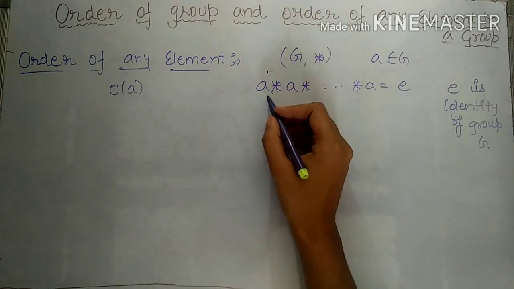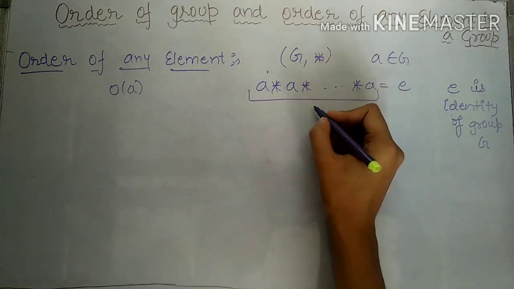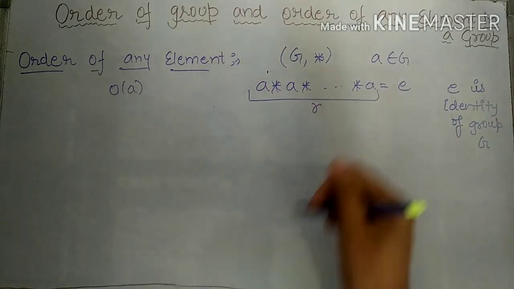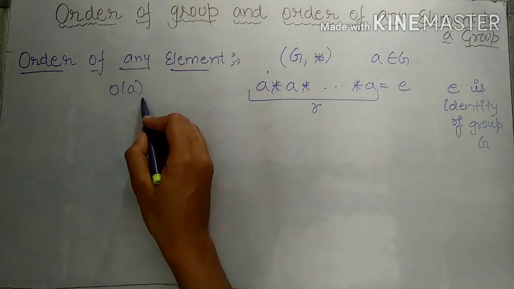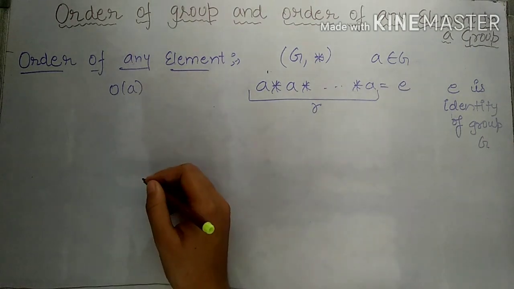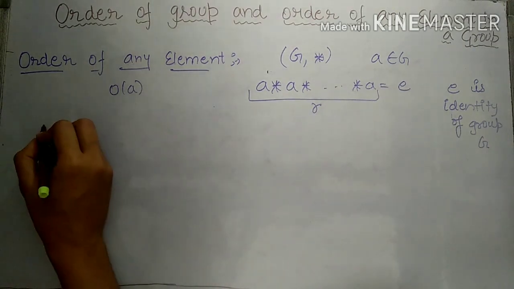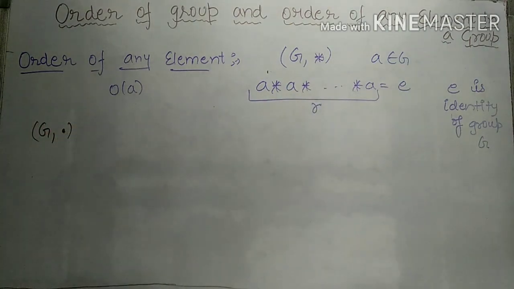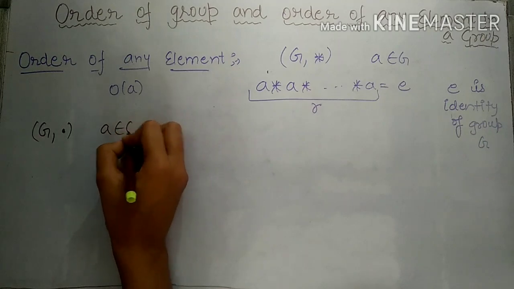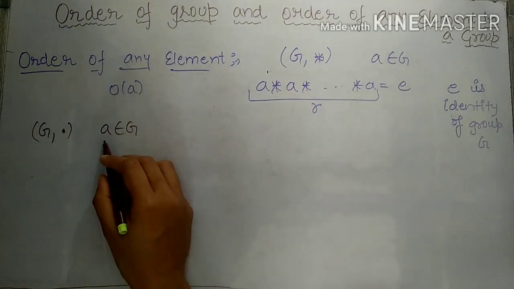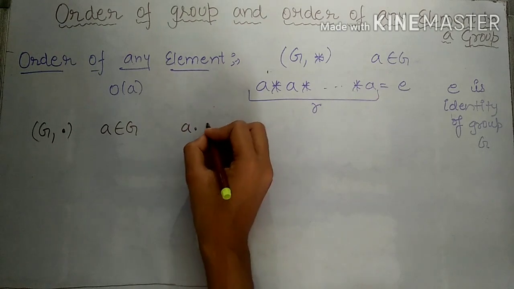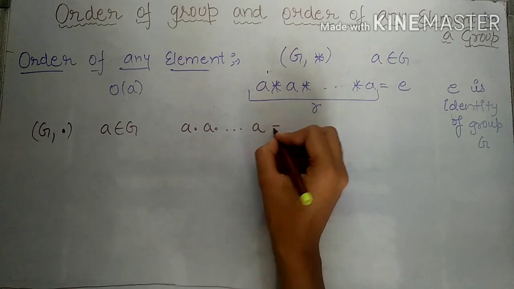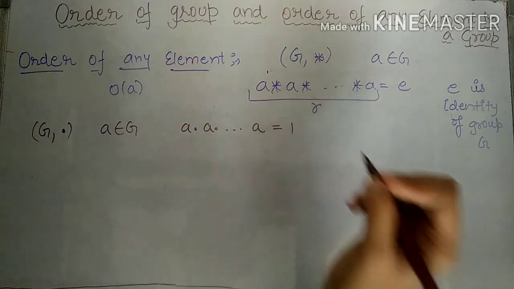So here if we assume A is operated R times so that it comes out to be identity, then R is what? R is order of element A. Let's understand it more better. Friends, if we take any group G and here we take operation as multiplication and we take any element A from set G, then what will be order of A? Order of A will be least number of times A is to be multiplied with itself so that it will be equal to identity of the group G.